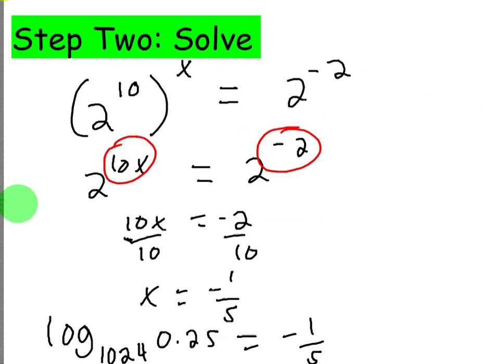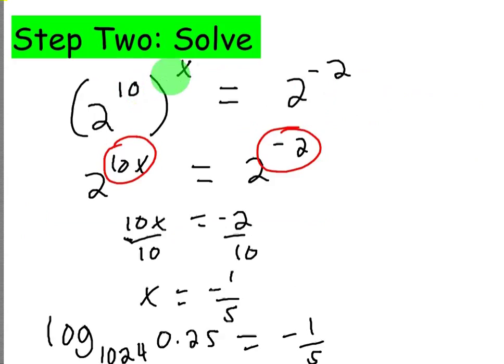So again, on the left, you had 1024. That's 2 to the 10th power. Just if you forgot that, you can use that chart that we did a couple weeks ago. On the right, it's 2 to the negative 2. Why? Because 2 squared is 4, right? So 2 to the negative 2 would be 1 over 4.